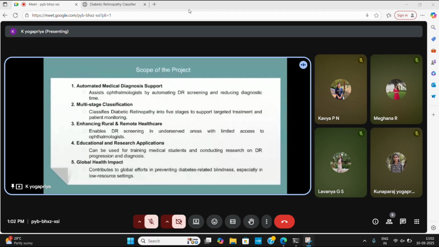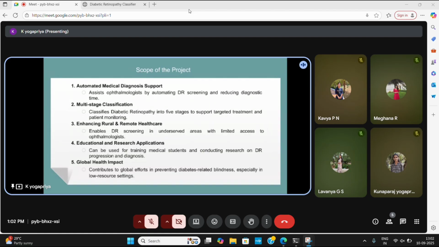Coming to the scope of the project, automated medical diagnosis support. Assist the ophthalmologist by automating DR screening and reducing the diagnosis time, and it reduces the manual workload on specialists. Multi-stage classification. The system is trained to classify images across all five stages with high accuracy. Enhancing rural and remote healthcare.